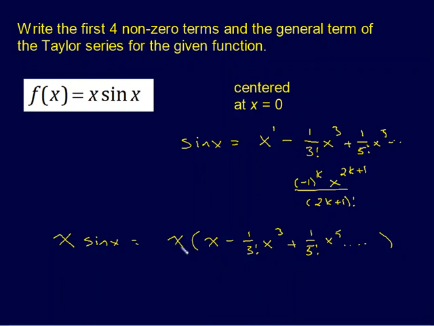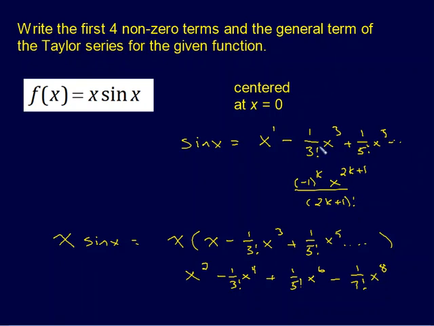So if I want to write out the first few terms, here we go. It'll be x squared, and then 1 over 3 factorial is now the coefficient of x to the 4. 1 over 5 factorial is now going to be the coefficient of x to the 6th. And minus 1 over 7 factorial is going to be the coefficient of x to the 8.